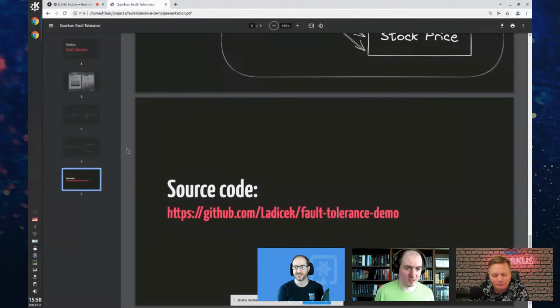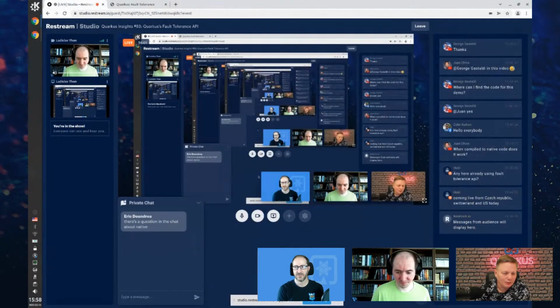Some of this stuff, when you read about it, always feels hard to actually do, but with this, it's just kind of trivial. It's a nice abstraction, so it's very good.